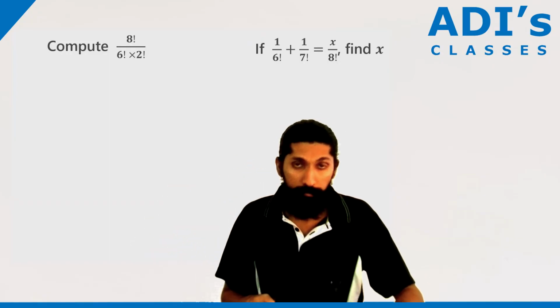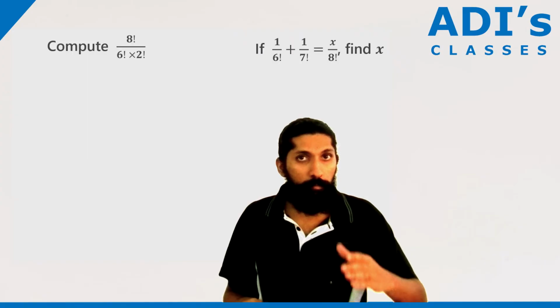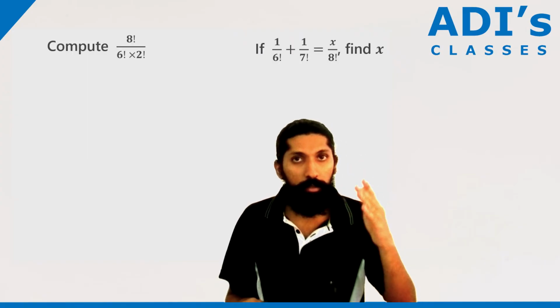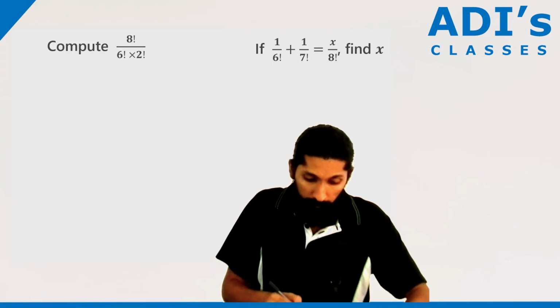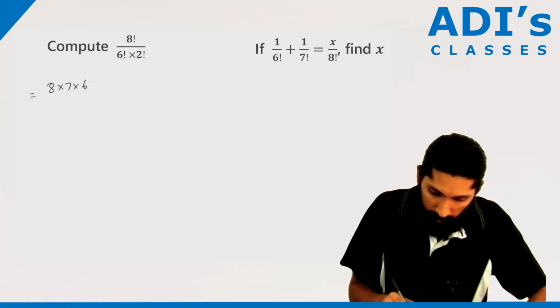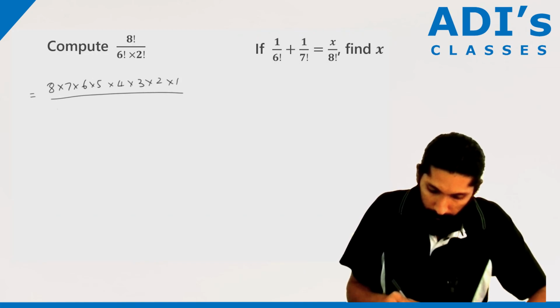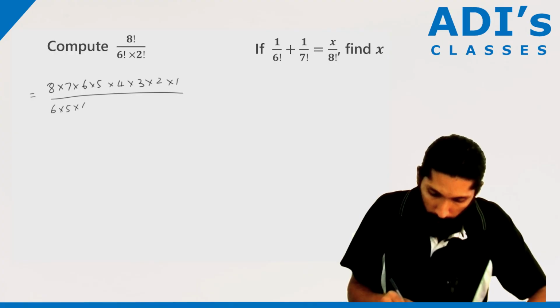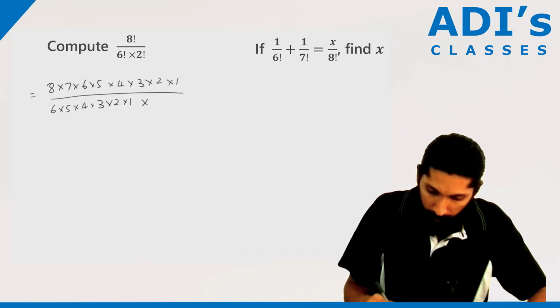Okay, let's do the first one. 8 factorial by 6 factorial into 2 factorial. Remember, n factorial is what? n into n minus 1, n minus 2, and so on, down to 3, 2, 1. So 8 factorial becomes 8, 7, 6, 5, 4, 3, 2, 1 divided by 6, 5, 4, 3, 2, 1 into, see the 2 factorial? I'll write 2 into 1.